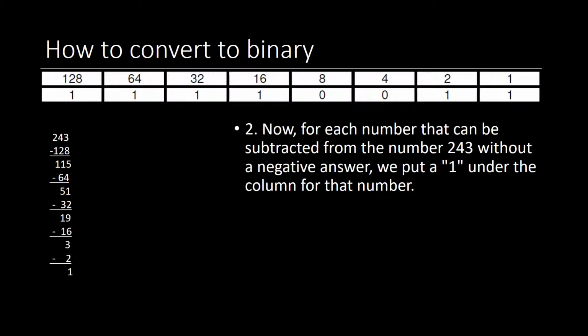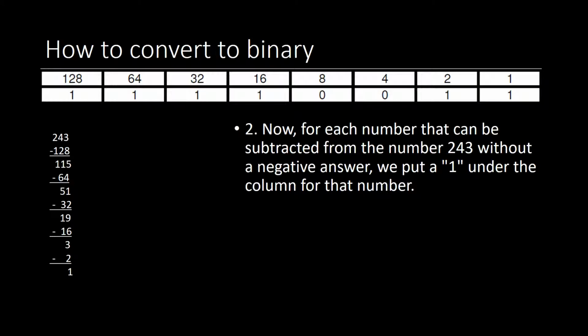Yes, we can, absolutely. So what we're going to do is subtract 128 from 243, which leaves 115. Because we can subtract that, we're going to put a number 1 right underneath the column that has 128. The next thing we're going to do is check 64. We're going to go to the right, and that number is 64. Can we subtract 64 from our total 115?